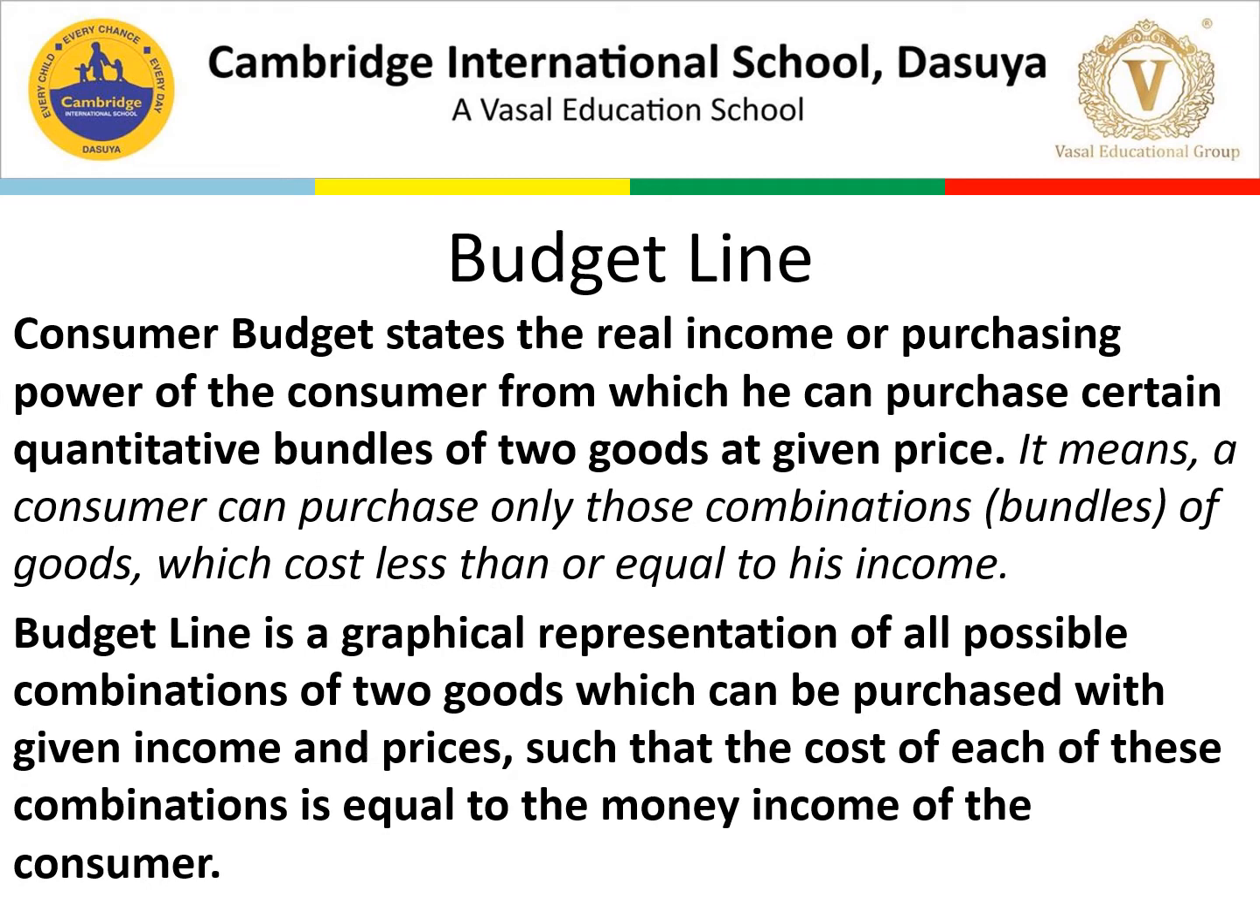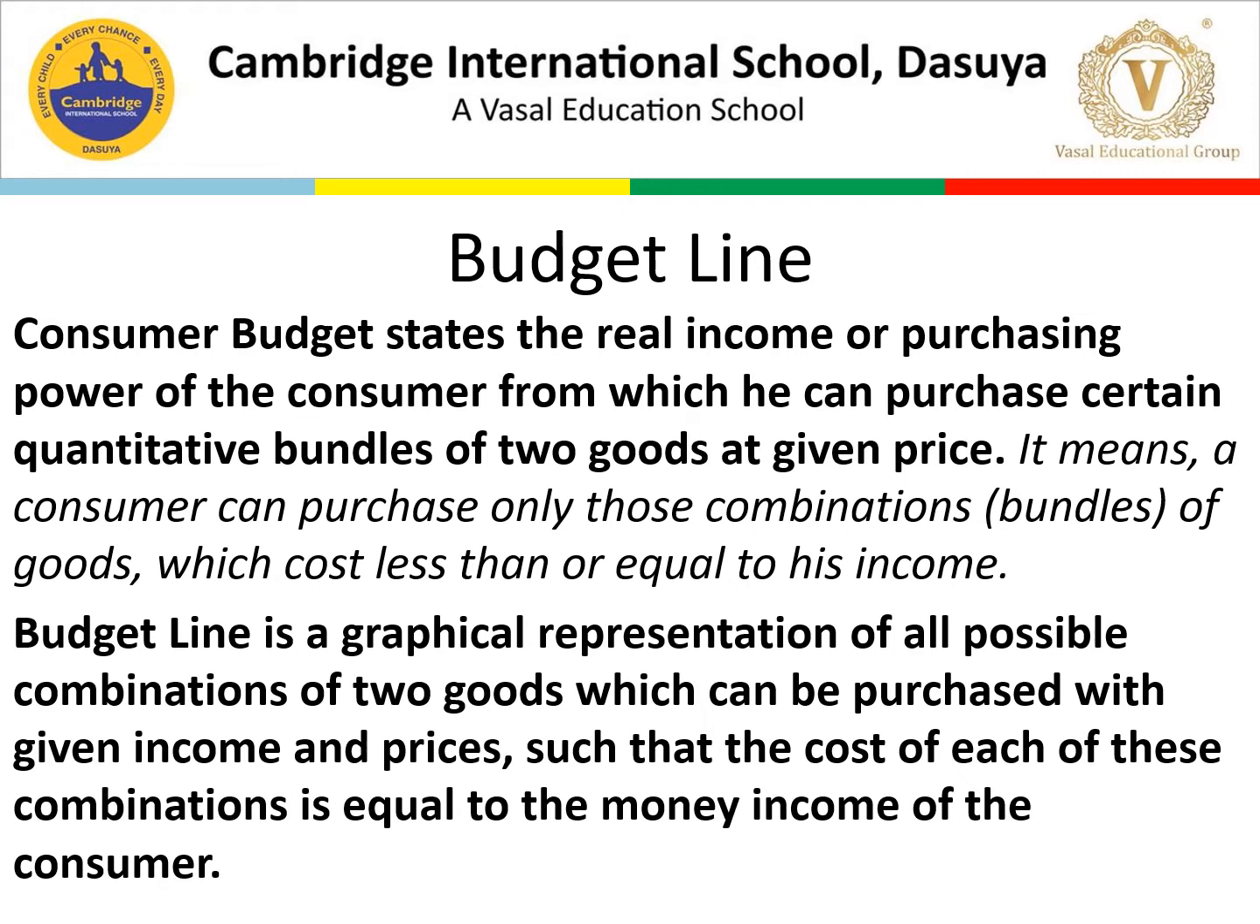So now the next topic is budget line. We have to understand consumer budget first before understanding budget line. In simple words, whatever budget I am deciding for buying any of the two commodities, and if those commodities come under my budget, that will be my consumer budget. So consumer budget states the real income or purchasing power of the consumer from which he can purchase certain quantitative bundles of two goods at given prices.